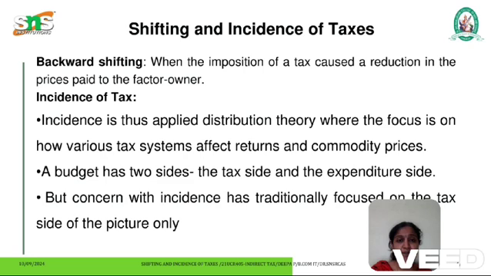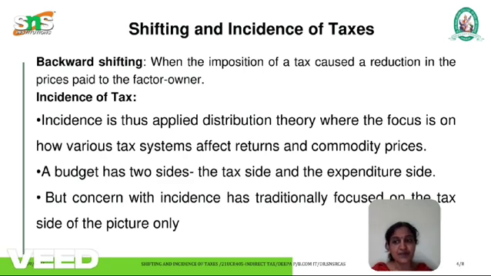Incidence is the supplied distribution theory where the focus is on how various tax systems affect returns and commodity prices. A budget has two sides. One is the tax side and the other one is the expenditure side. But concern with the incidence has traditionally focused on the tax side of the picture only.